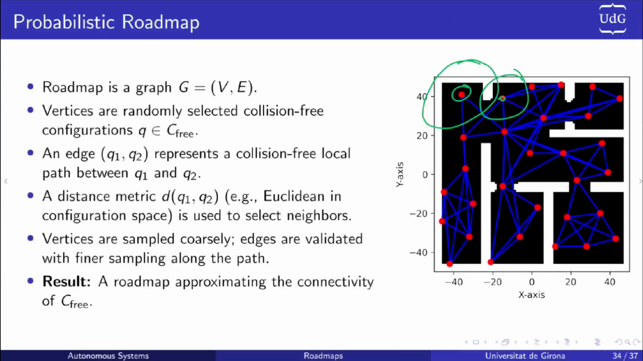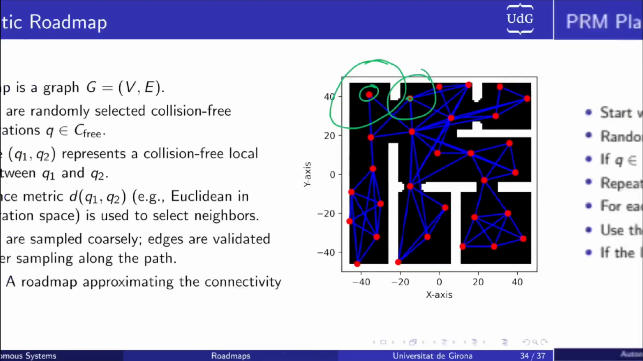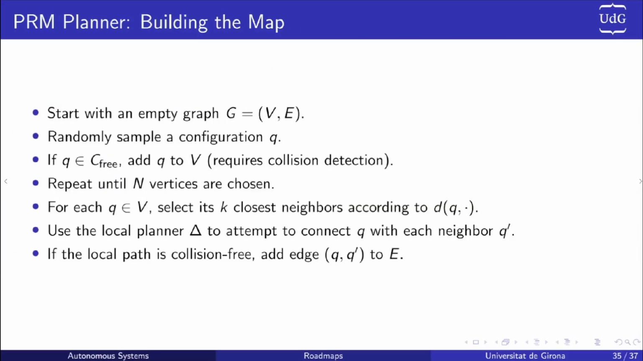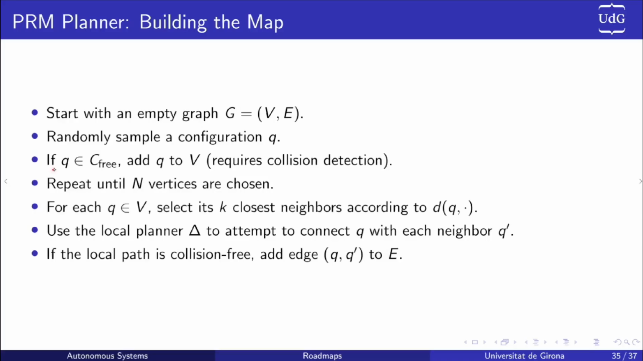Okay, these are the properties that we have and how it looks. And to do it, we just create an empty graph. In this empty graph, we randomly sample configurations. As I told you, we will see different ways to sample these configurations, but if you just stay with uniform sampling, it's fine. Then we check that the samples that we have taken are collision-free.